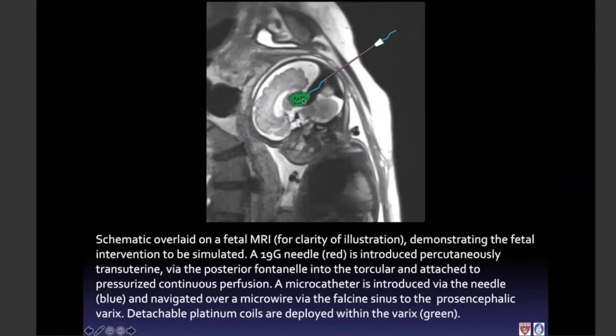The goal will not be to coil it to closure, but just to significantly coil it with a packing volume that should diminish the overall flow through the malformation. And the goal is a much higher survival rate and lower neurological outcome.